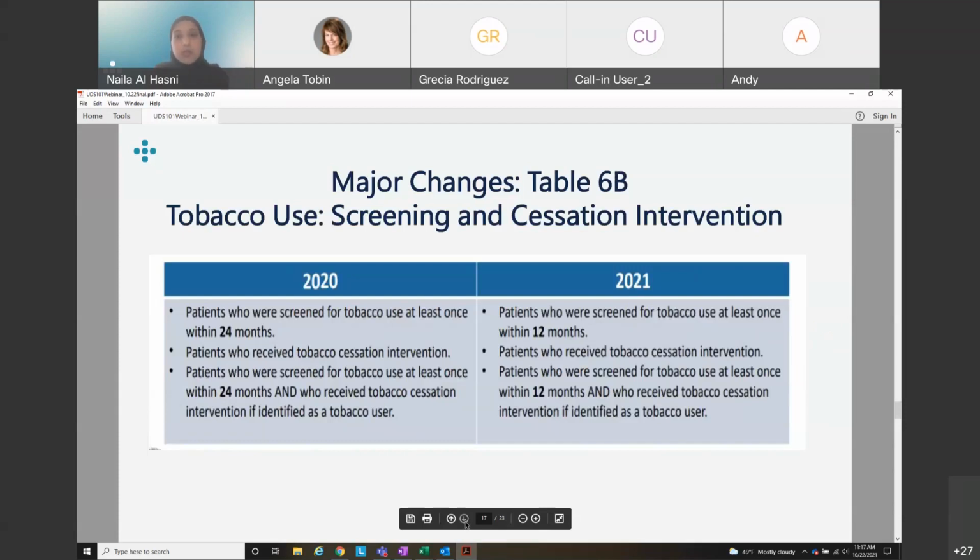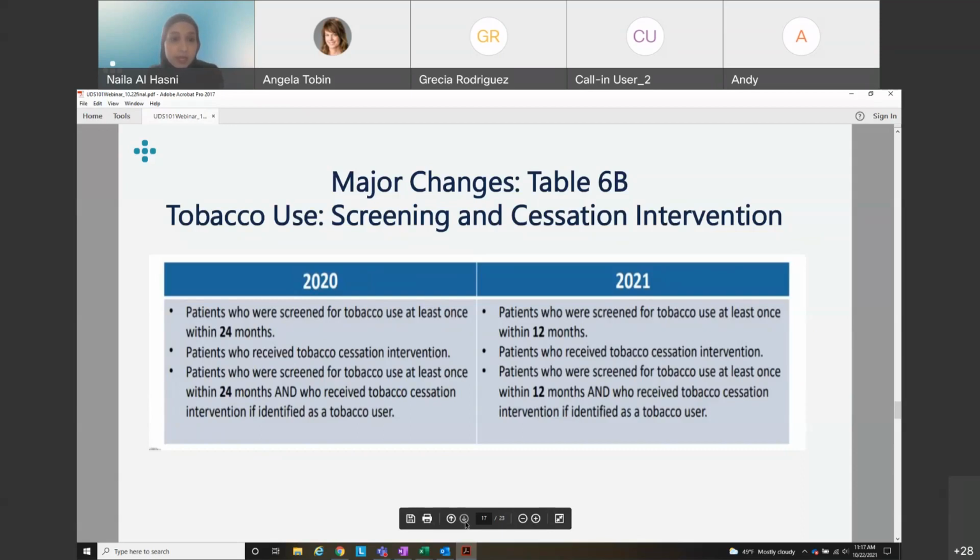And then the major changes. There were two major revisions in the clinical measures this year. The first one being in Table 6B, tobacco use screening and cessation intervention. The main revision was that HRSA revised the time frame for the numerator from 24 to 12 months. As you can see, in the comparison between 2020 and 21, that 24 months changed to 12 months.